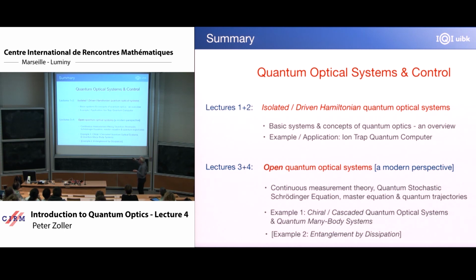And with this, I'm at the end over here. So this is the end of the 2nd lecture, where, by leaving out the theory part over here, I said a few words about this entanglement by dissipation here. I guess that's the end of the story. Thank you.